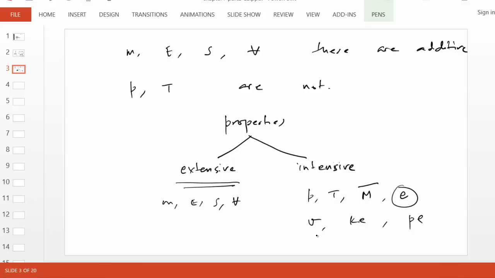If I have two identical systems and put them together, the molar mass will not double, obviously, but an extensive property means it will double.